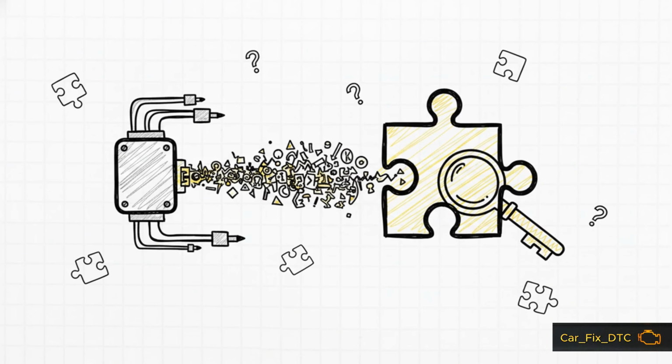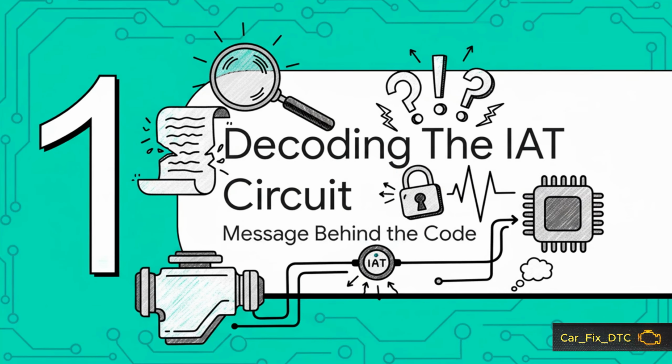Look, instead of seeing it as just a problem, let's think of this error code like a puzzle. It's a very specific clue your car's computer is giving you. And our mission right here, right now, is to find the key and solve this thing. Okay, so with any good mystery, you've got to understand the language of the clues, right? So first things first, we need to decode something called the intake air temperature circuit, or IAT for short. This is pretty much where the whole story of P0113 kicks off.